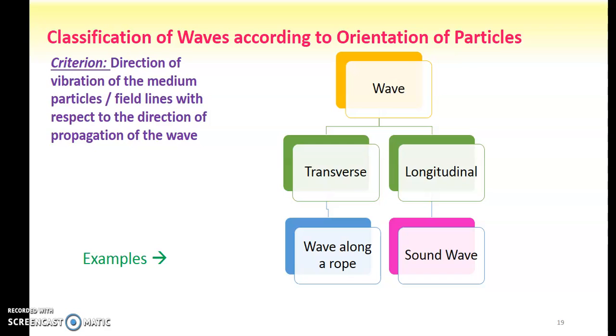An example of a transverse wave is the wave along a rope. An example of longitudinal wave is the sound wave. These two examples are going to be further explained in the coming slides.